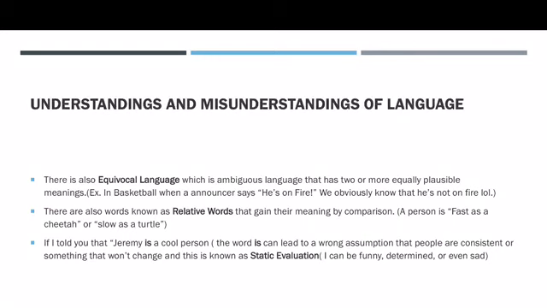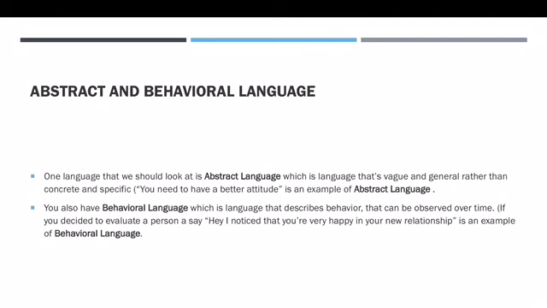In this chapter, we're talking about language, and one kind of language we should look at is abstract language. Abstract language is language that is vague and general rather than concrete and specific. So, for example, if I say you need to have a better attitude, that's just saying it in general. If you have a better attitude, that means you'll become a better overall person. It's speaking in general: if you can change your attitude, then you can become a better overall person in life.